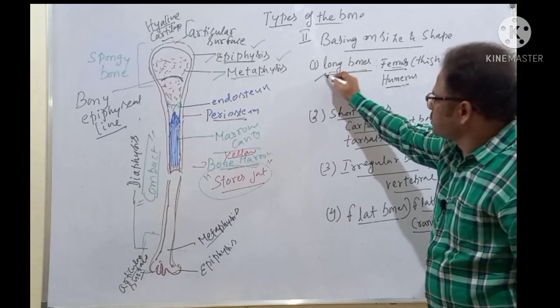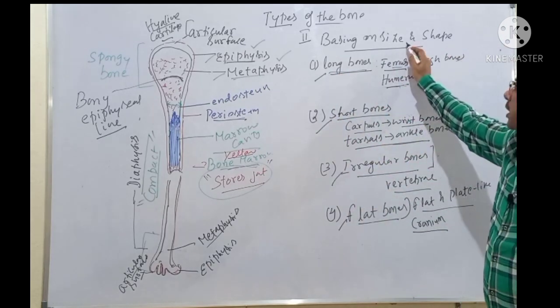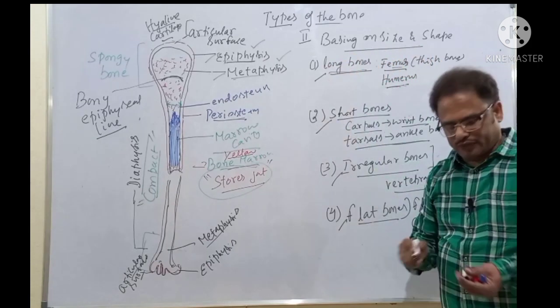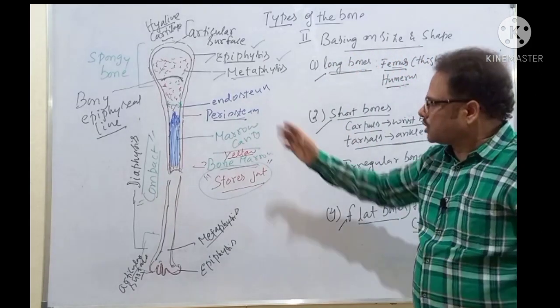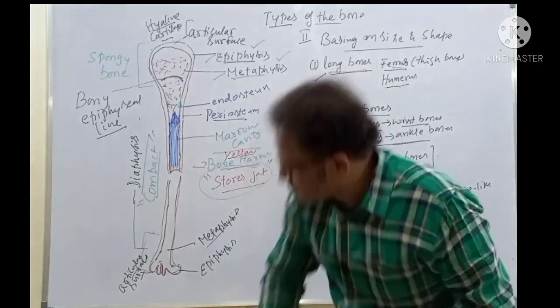So long bones, short bones, irregular bones, and flat bones, based on size and shape. That is the second criterion. Next one is based on the internal structure. There are two types. What are these? Let's discuss now.